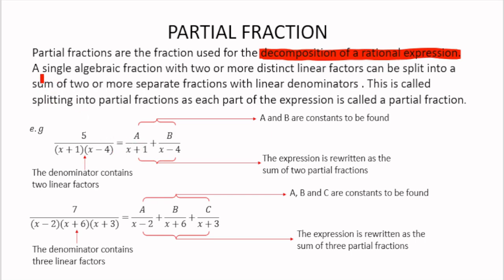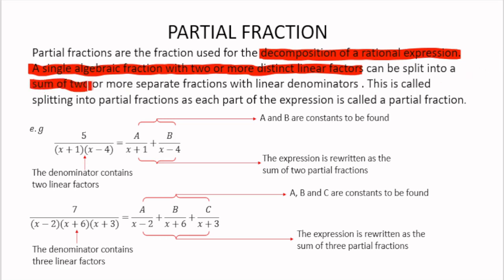Now let's go further. It says a single algebraic fraction with two or more distinct linear factors. Let's take note of this. A single algebraic fraction with two or more distinct linear factors can be split into a sum of two or more separate fractions with linear denominators. So this is called splitting into partial fractions, as each part of the expression is called a partial fraction. Let's use that information with the examples given below.